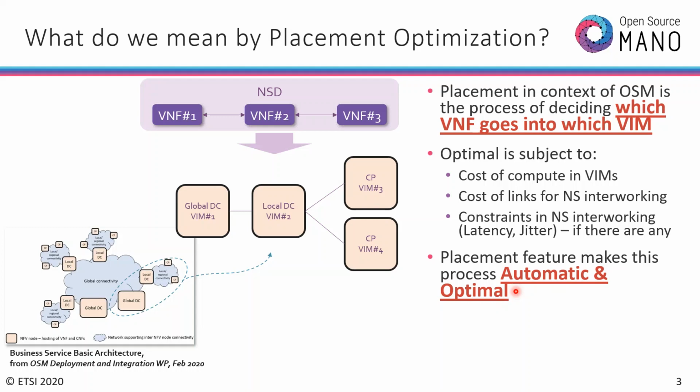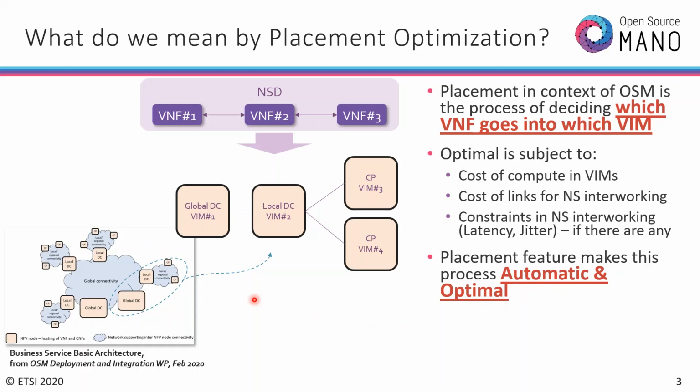So in the context of OSM, from our perspective, placement is the process of deciding which VNF goes into which VIM. And we try to make this optimal, and in this case it's subject to the cost of the compute in the different VIMs. Typically things are cheaper if you go to a global data center and more expensive if you have a local data center or even further down.